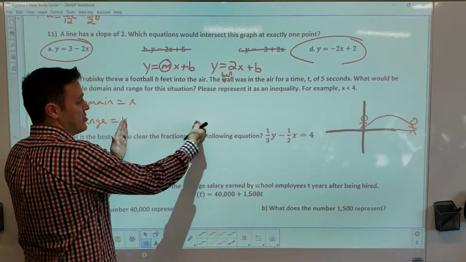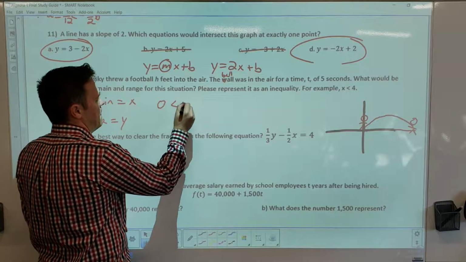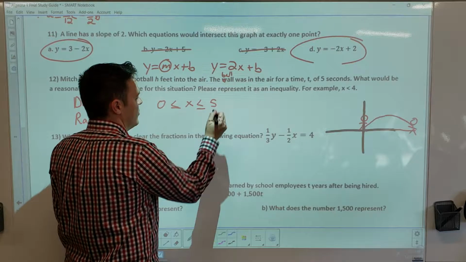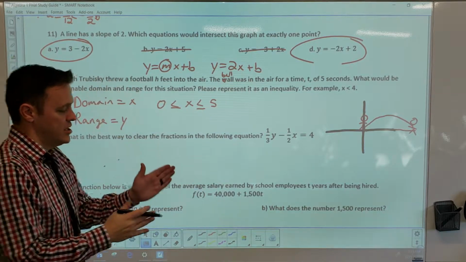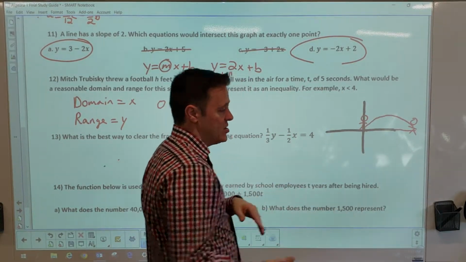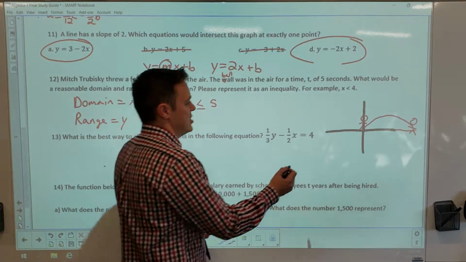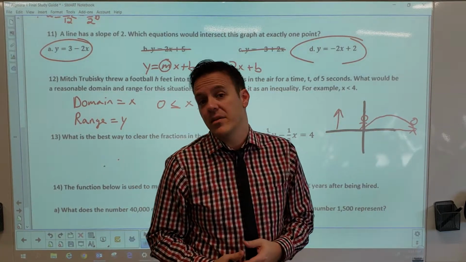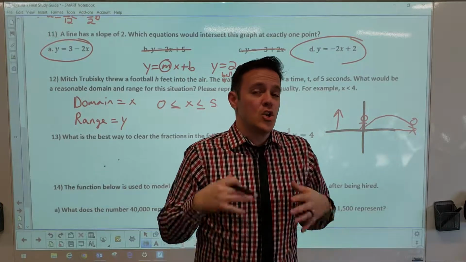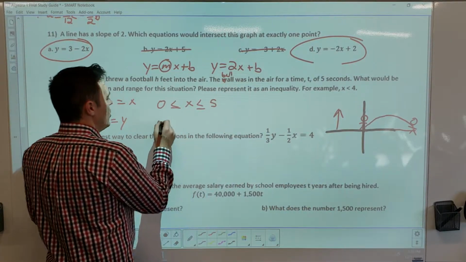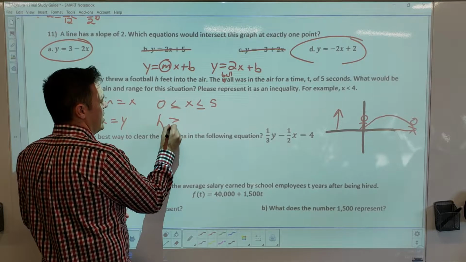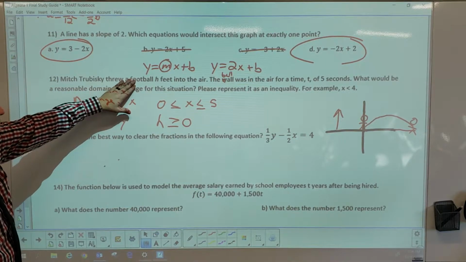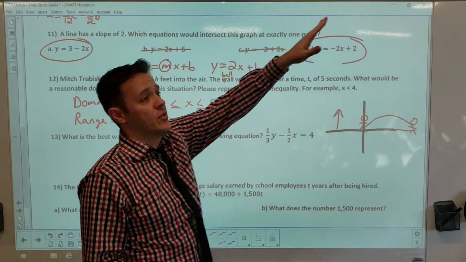So ladies and gentlemen, left to right is the domain. So that's the domain, starting from 0 to 5 seconds. Now the question though is, what is the range? How high did I throw the ball up? It doesn't matter. We don't know. So a reasonable range for this would be h is greater than or equal to 0, because the height of the ball, we don't know how high I threw it.